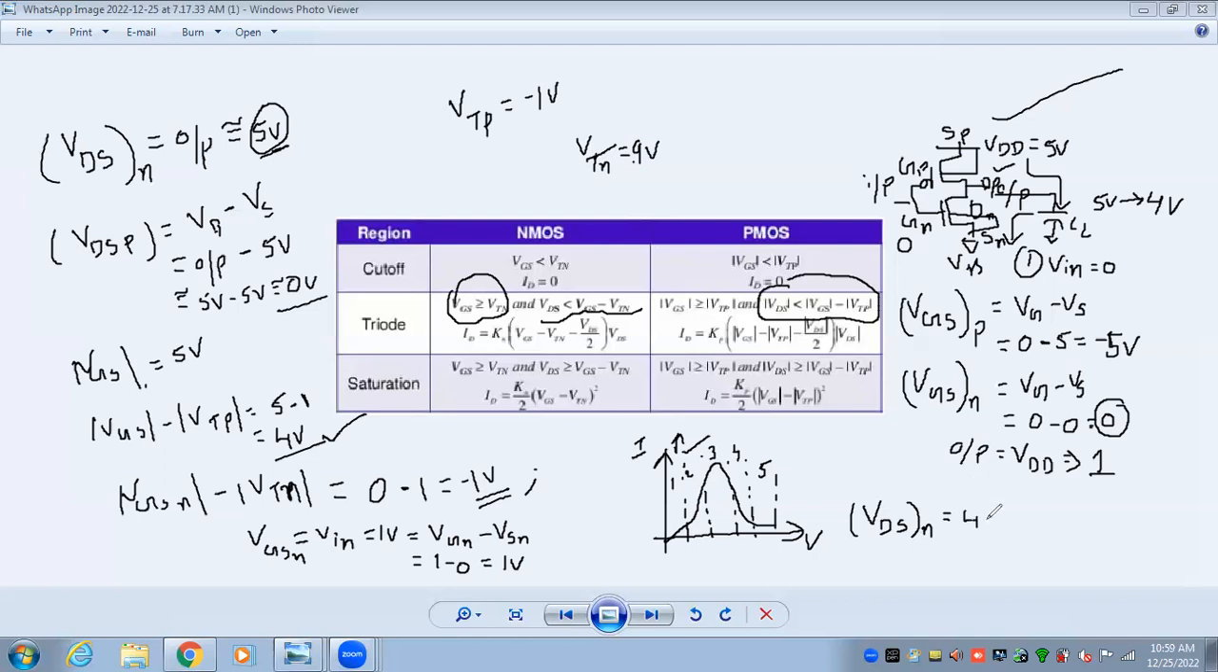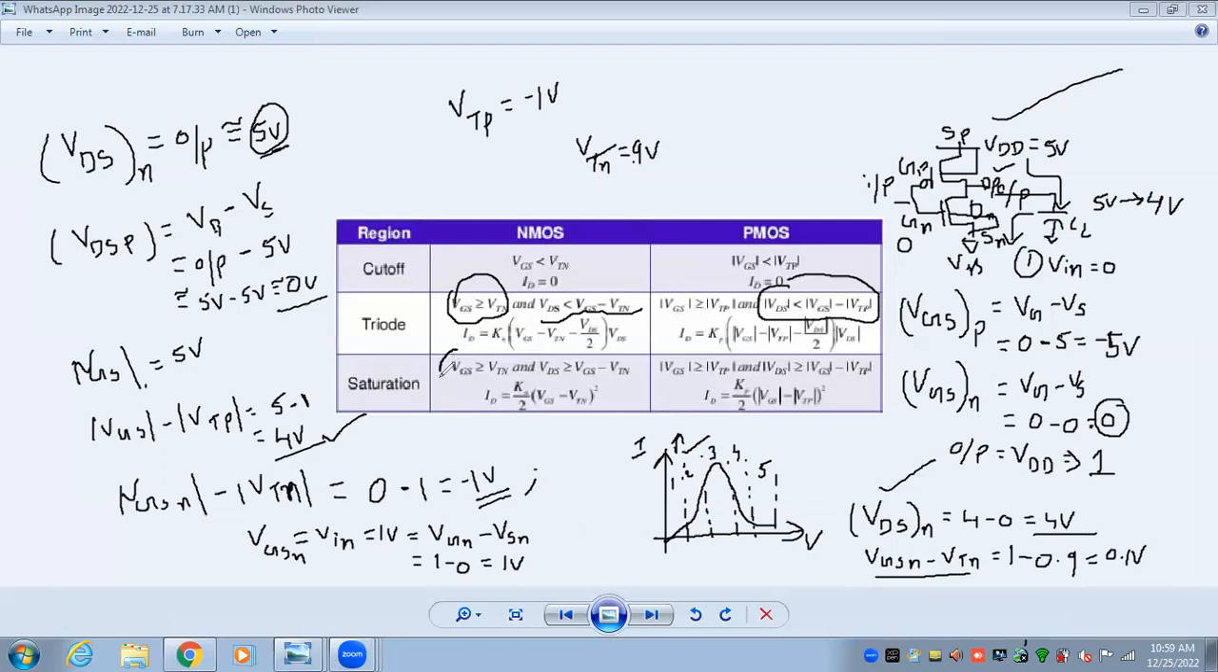that is 4 volts, minus VS is ground for NMOS 0. So VDSN is 4 volts. VDSN is 4 volts, and VGSN minus VTN is, VGSN we applied 1 volt minus VTN, it is 0.9 volts. So it is 0.1 volt we get. So if you compare here, VDS is 4 volts and VGS minus VTN is 0.1. So VDS is far greater than our VGS minus VTN.